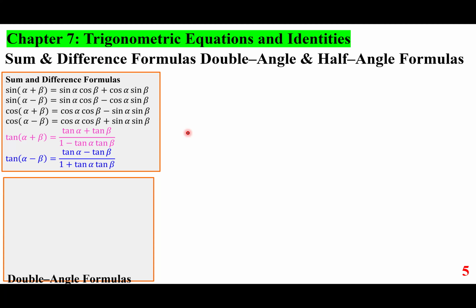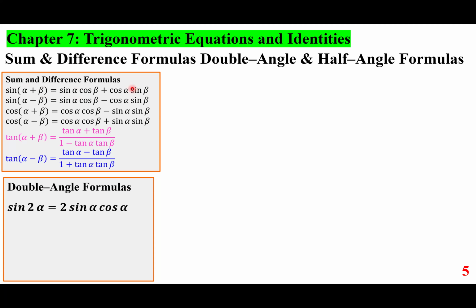Then we have the double angle. The way the double angles work is very simple. Over here, if I change this to alpha, it becomes sine of 2 alpha. So this becomes sine alpha, cosine alpha, sine alpha, and that becomes 2 sine alpha cosine alpha. So the proof is very simple.